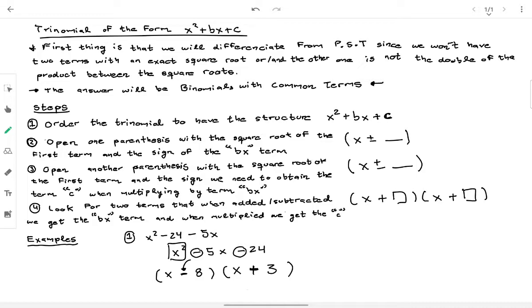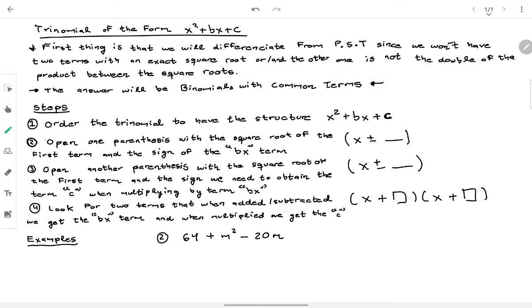If I add minus 8 plus 3, we will get the minus 5 of the middle term. So that's the correct answer for this specific exercise: x minus 8 that multiplies x plus 3. So it's not difficult, it's only looking for two numbers that get algebraically added to give the middle term and multiplied give the last term. So let's continue with another exercise.